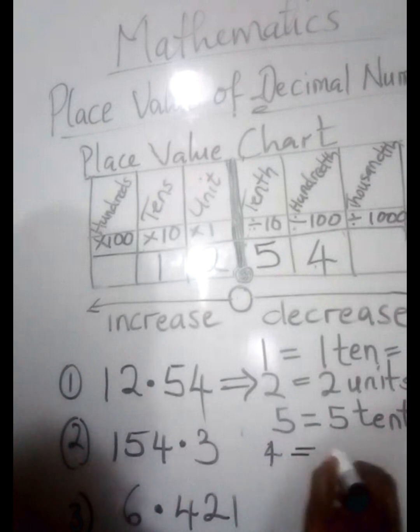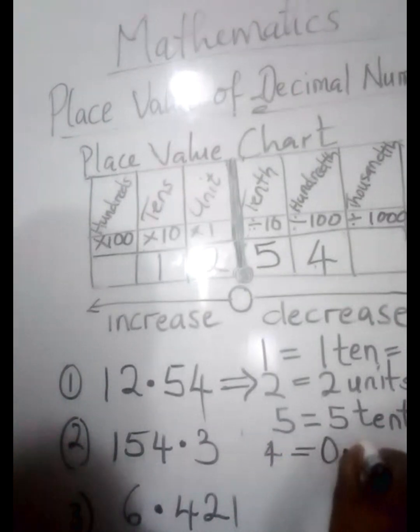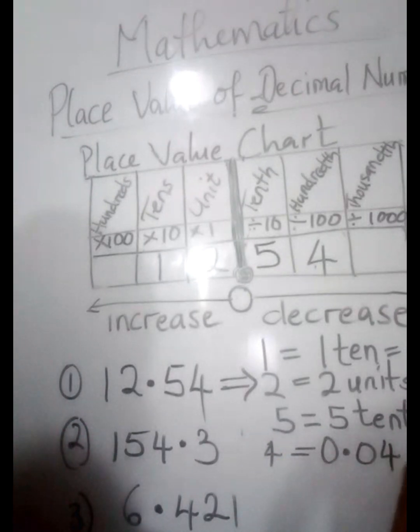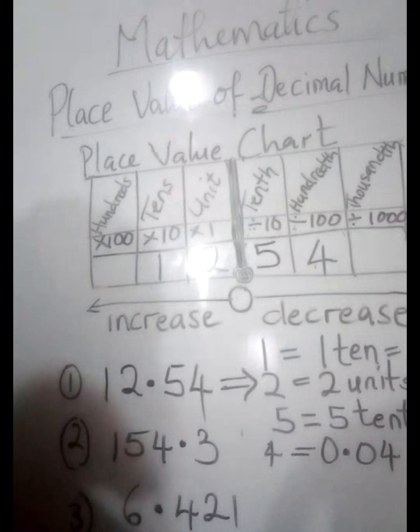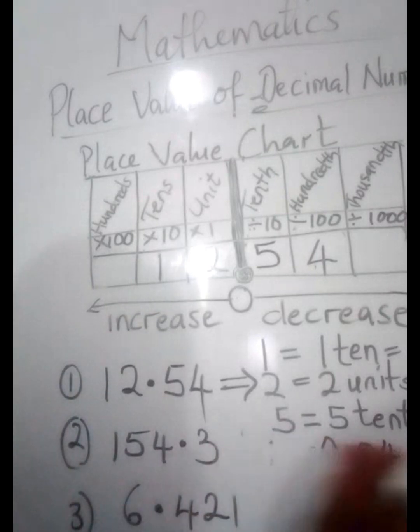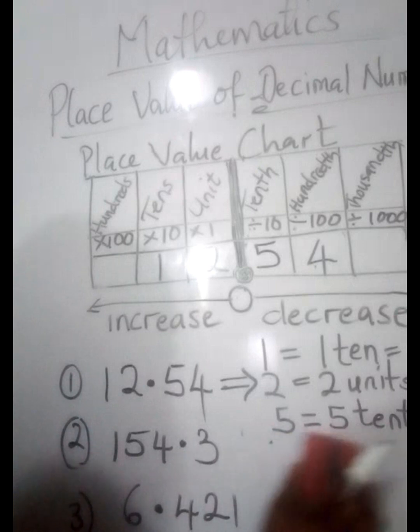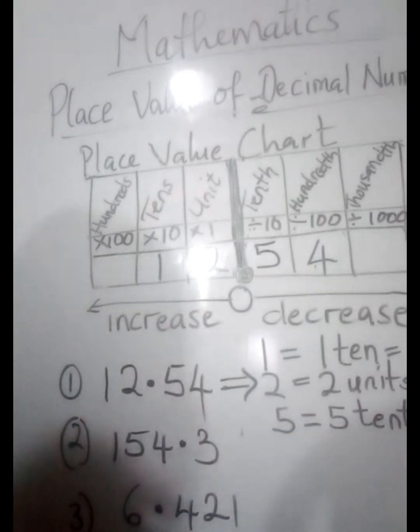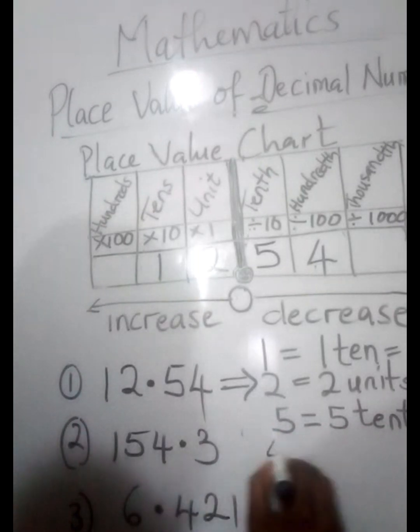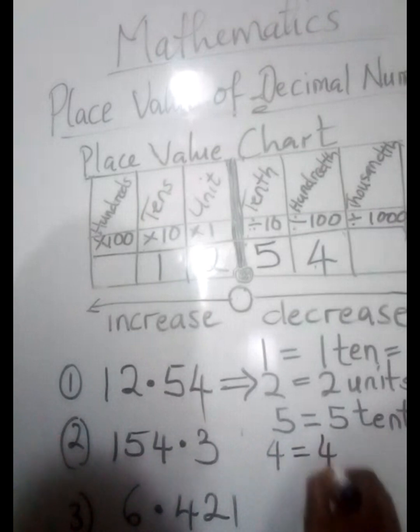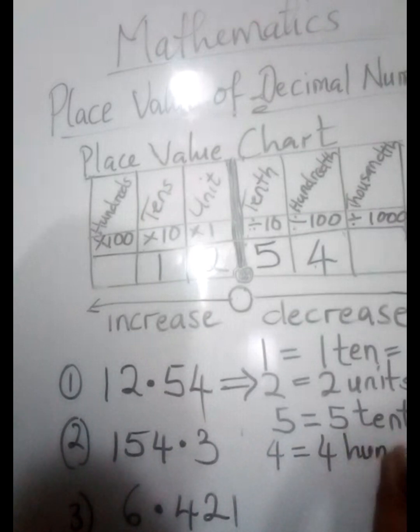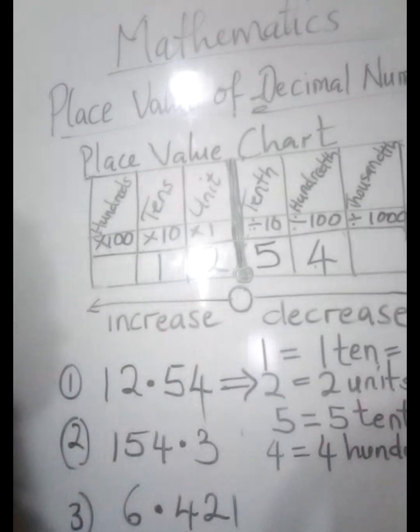The value of 4 is 0.04. Sorry. It's 4 hundredths, first of all, before the 0.04. So the value of the 4 is 4 hundredths, with a TH, and that is 0.04. I hope this is clear. I hope we are seeing this.